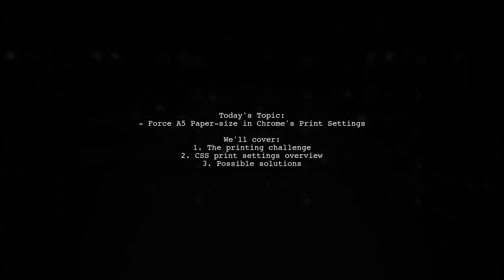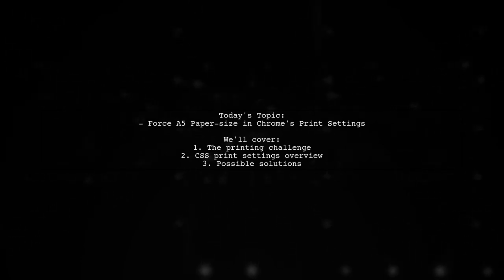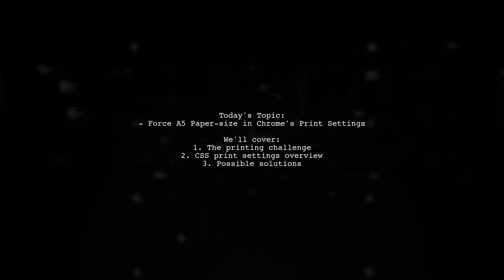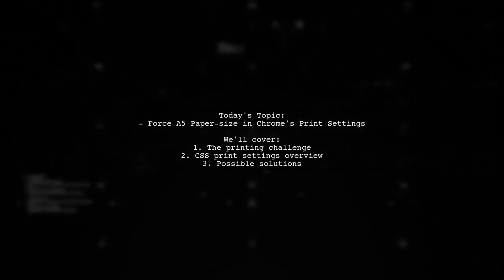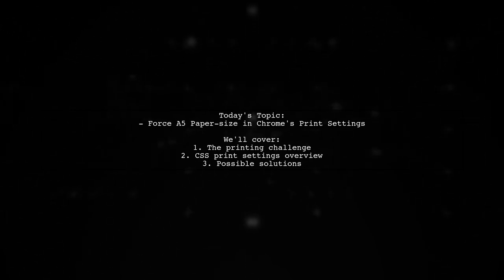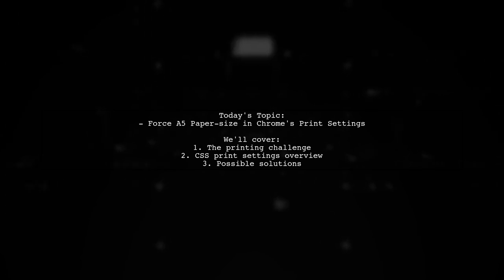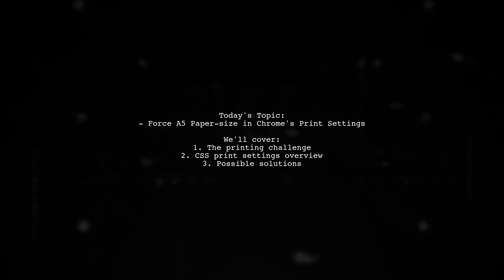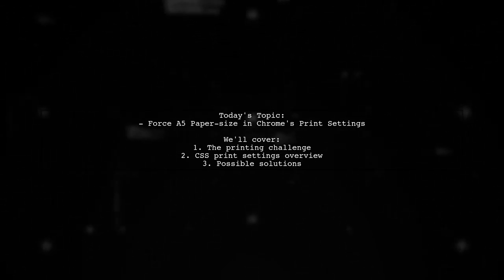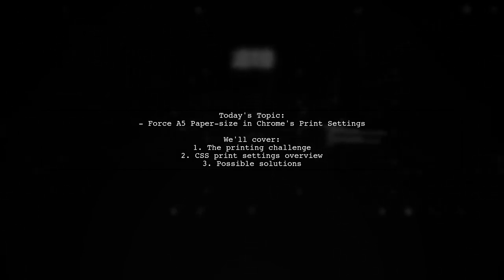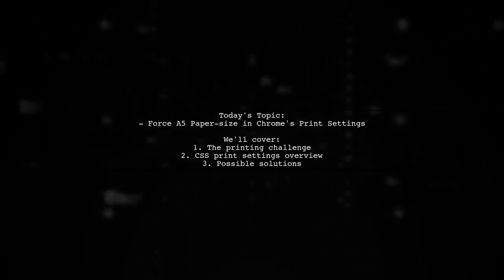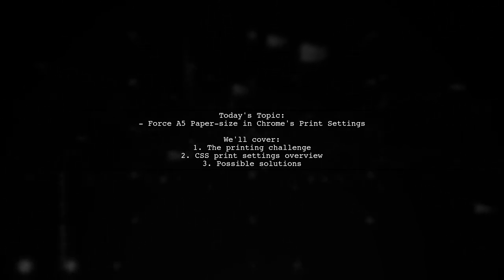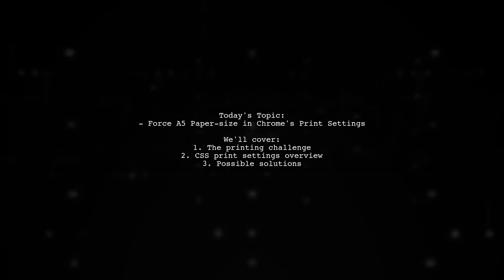Today, we're tackling a specific challenge that many web developers encounter when printing HTML pages. Our viewer has a question about how to set different paper sizes for two pages in a web application. The first page needs to be printed in A5 size, while the second page should be in A4 size. They've tried using CSS print settings, but while the A4 page prints perfectly, the A5 page isn't changing its size as expected. Let's dive into the details and see how we can solve this issue together.